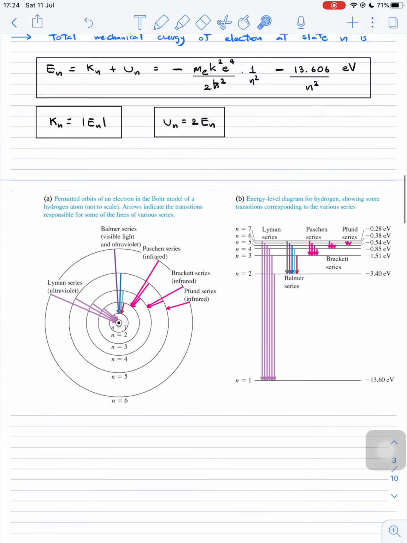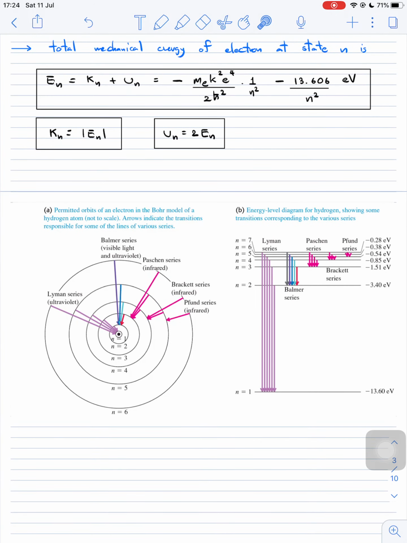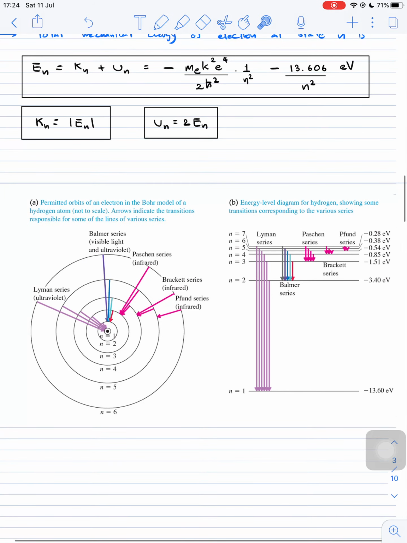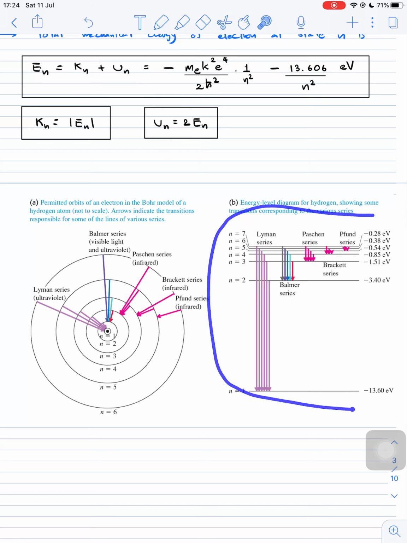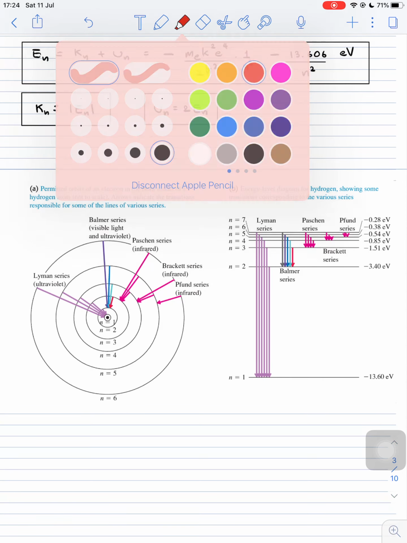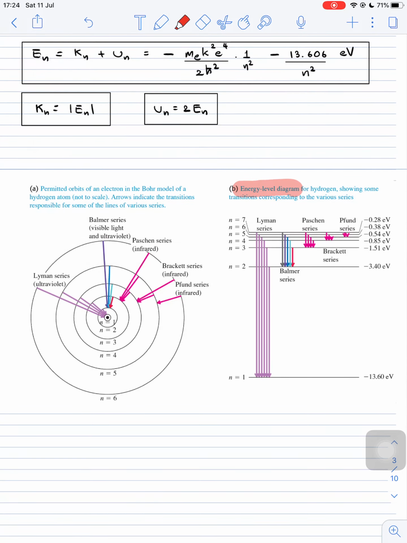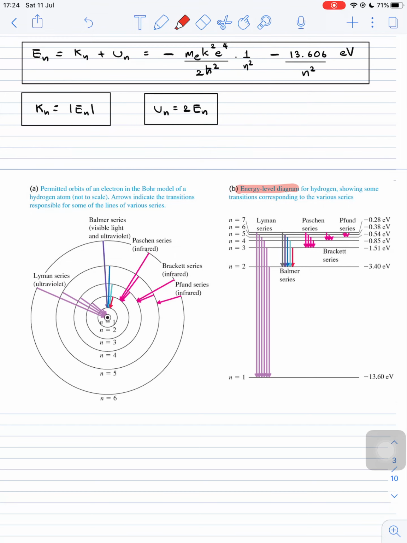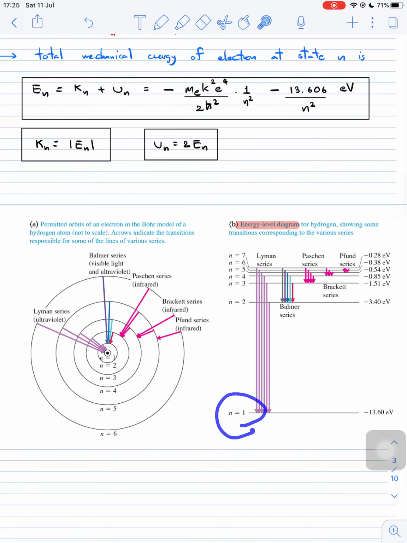Okay, so look at this energy diagram first. This picture is just called the energy level diagram. Let me emphasize this one. The energy level diagram.